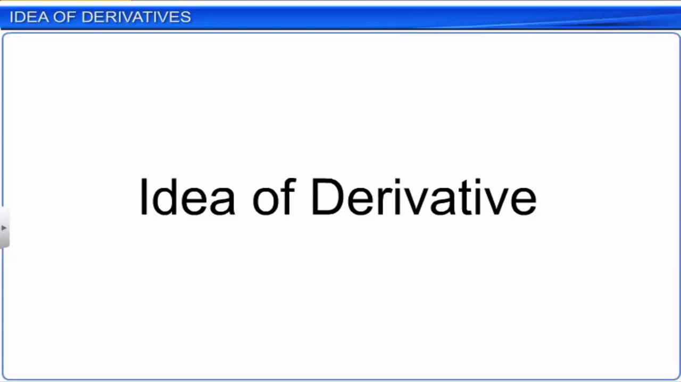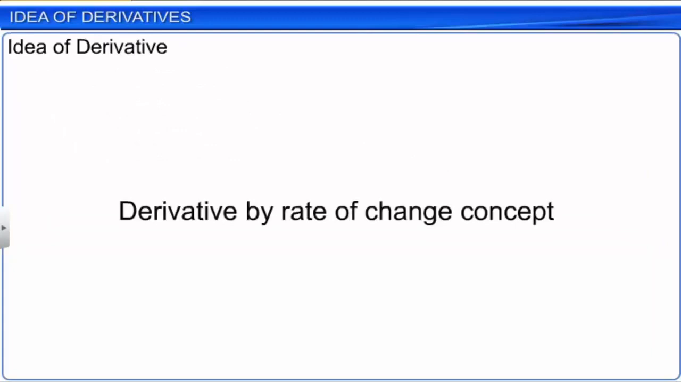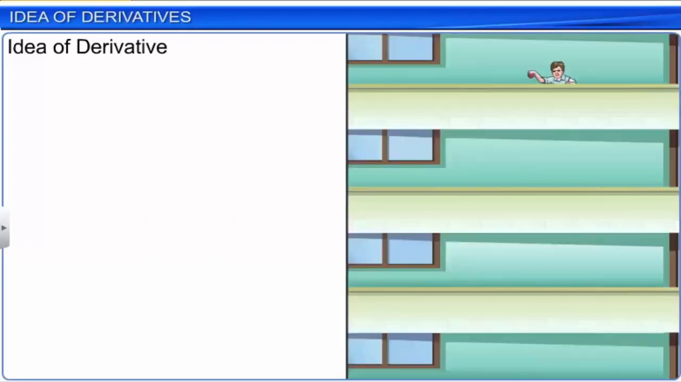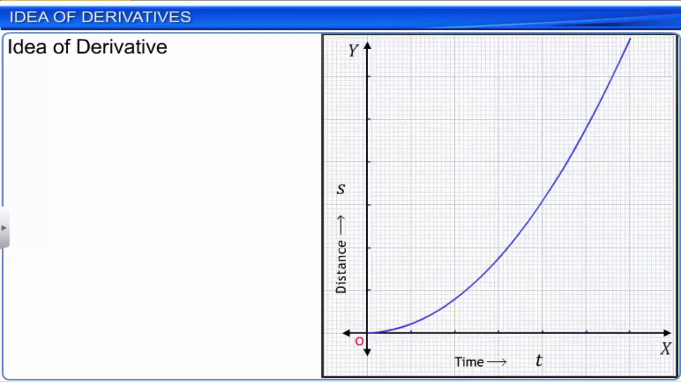The idea of derivative is connected to the rate of change of a function. Here, we try to understand the idea of derivatives with the help of rate of change. We record the process of a free-falling body. The distance versus time graph of the body is shown here.